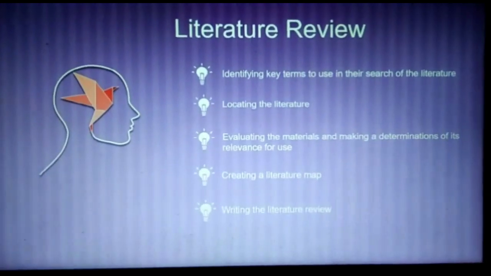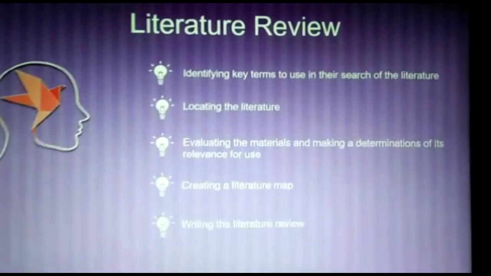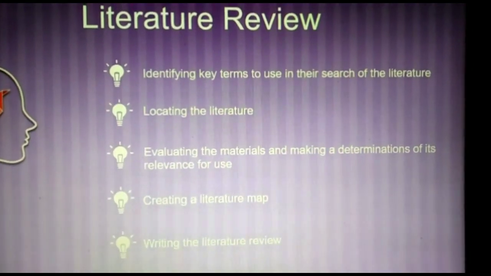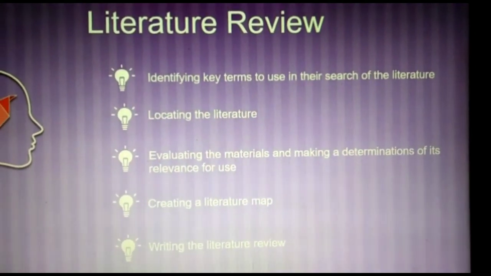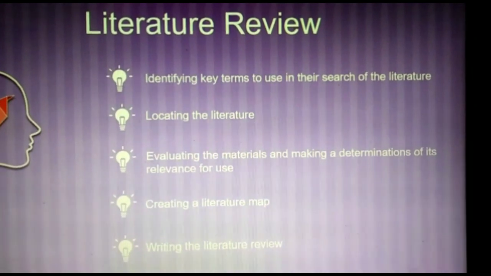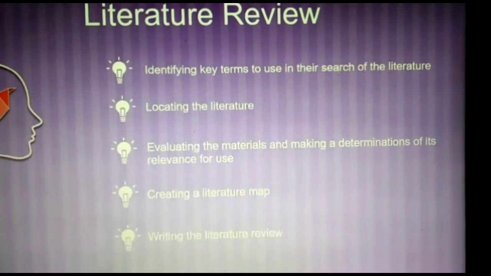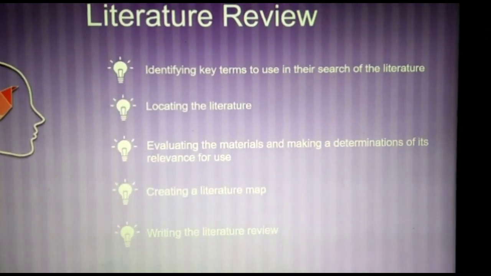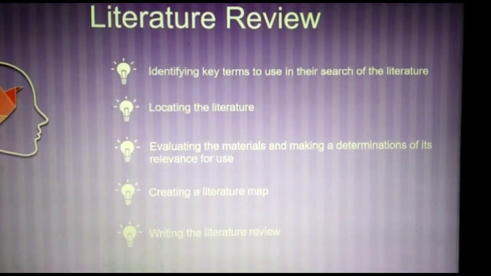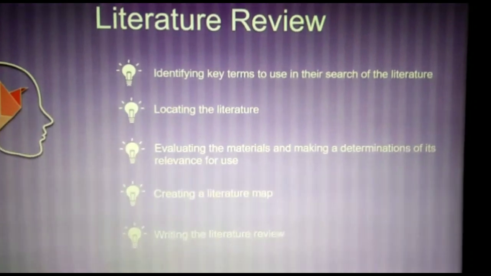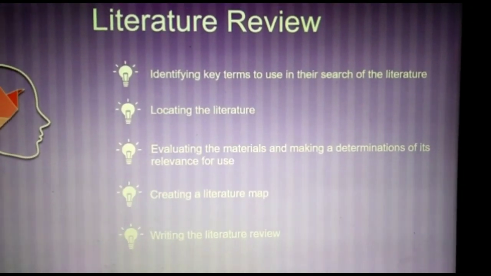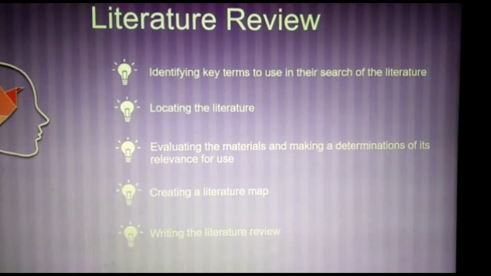The last is literature review. First, identifying key terms to use in their search of the literature. Second one is locating the literature. Next, evaluating the materials and making a determination of their relevance for use. Next, creating a literature map. And the last is writing the literature review.